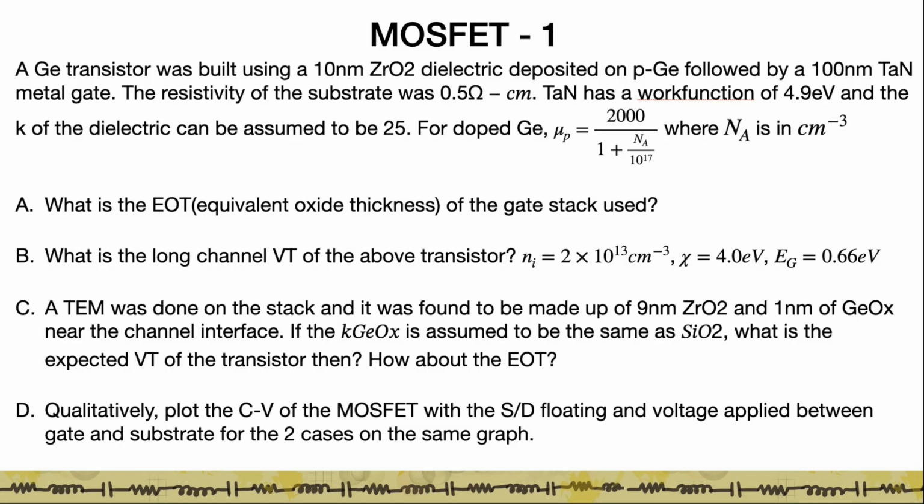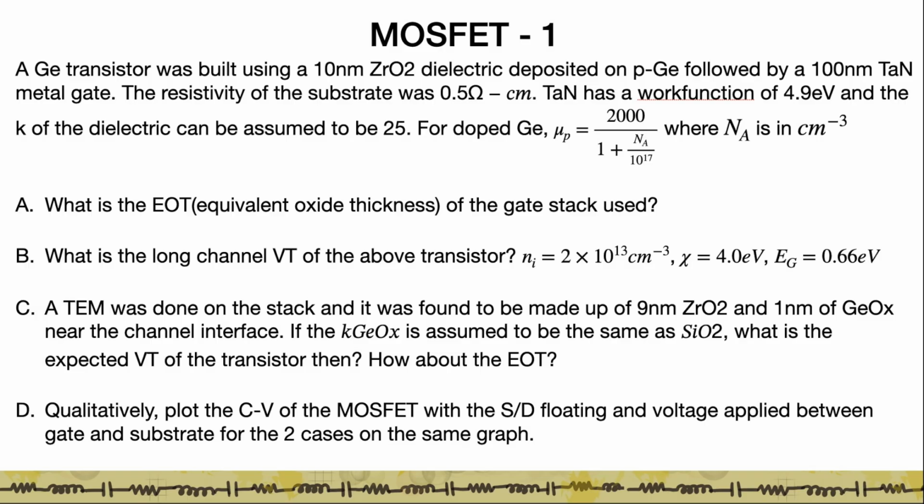A germanium transistor was built using a 10 nanometer zirconium dioxide dielectric deposited on P germanium, followed by a 100 nanometer tantalum nitride metal gate. The resistivity of the substrate was 0.5 ohm centimeter. Tantalum nitride has a work function of 4.9 electron volts, and the K of the dielectric can be assumed to be 25. For doped germanium, mu P is given by 2000 divided by 1 plus Na by 10 power 17, where Na is in centimeter minus 3.